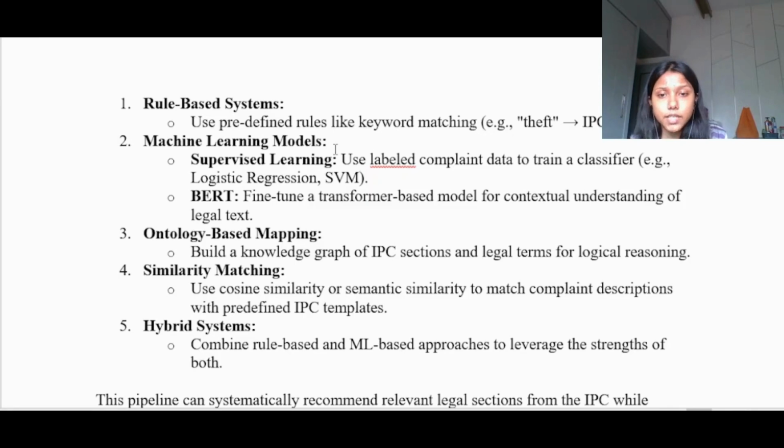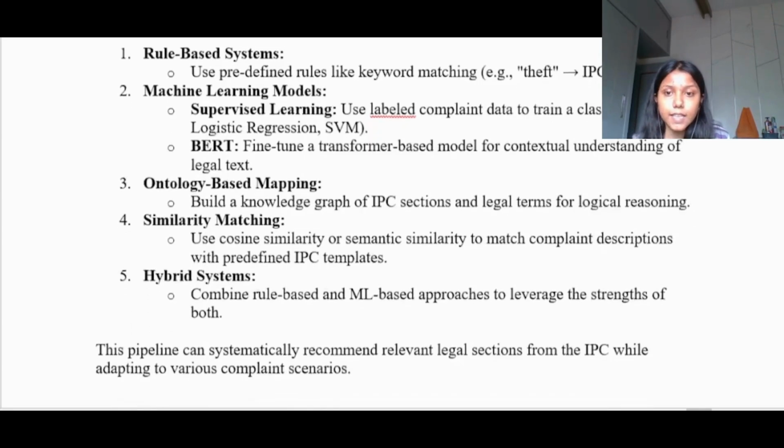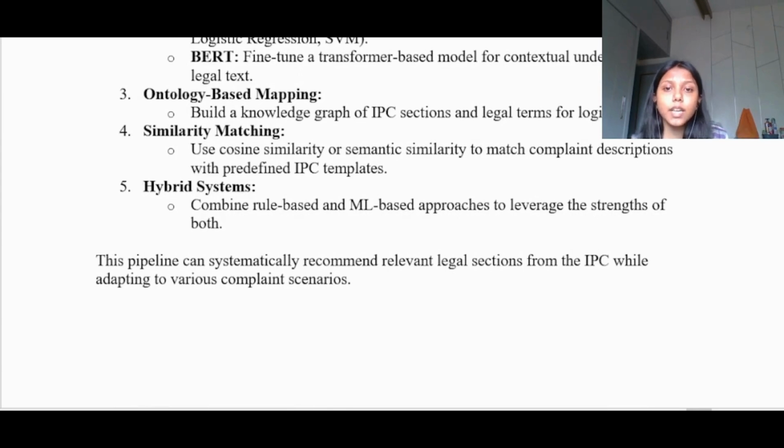Third, ontology based mapping. Build a knowledge graph of IPC sections and legal terms for logical reasoning. Similarity matching. Use cosine similarity or semantic similarity to match complaint descriptions with predefined IPC templates. And fifth is hybrid systems. Combine the rule based and ML based approaches to leverage the strengths of both. This pipeline can systematically recommend relevant legal sections from the IPC while adapting to various complaint scenarios.